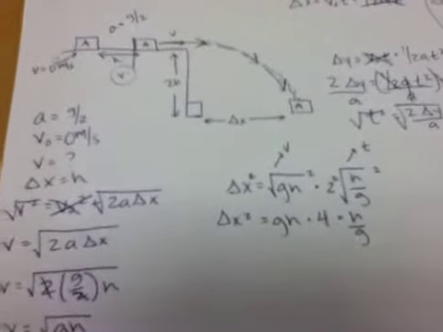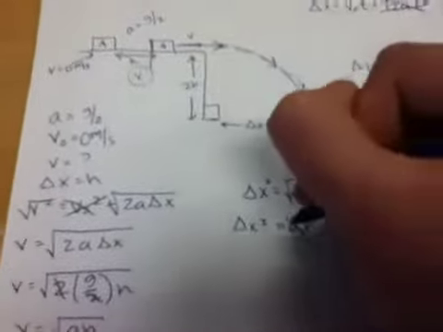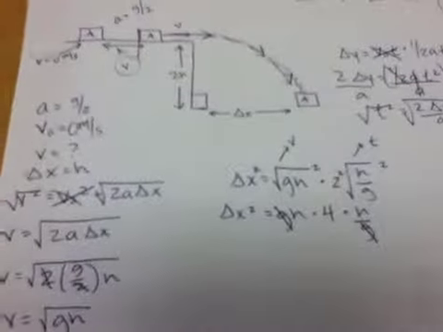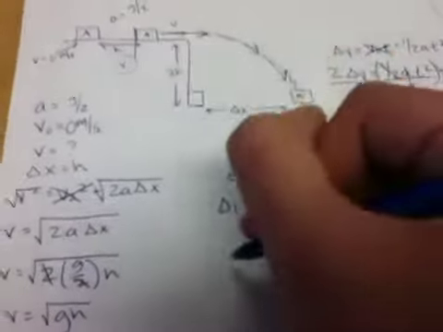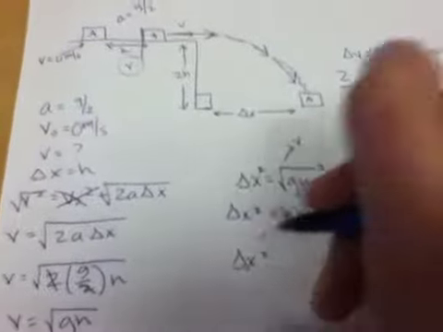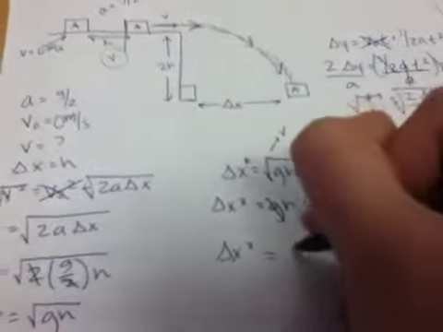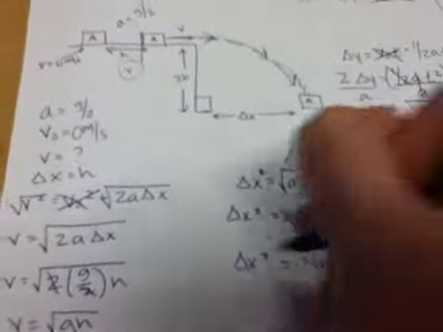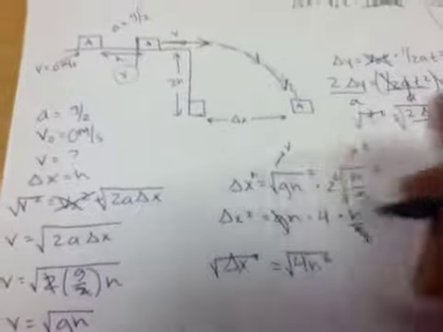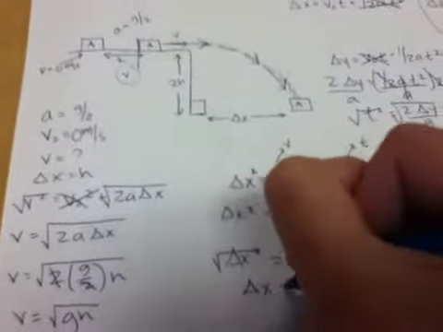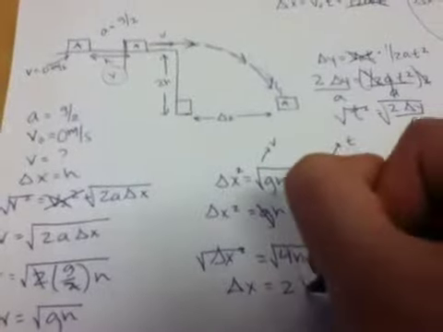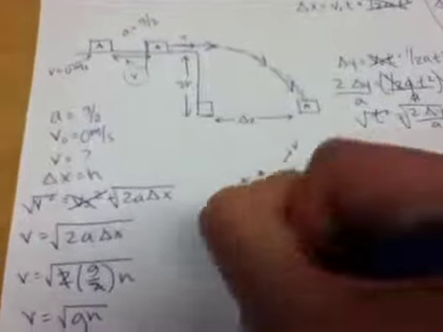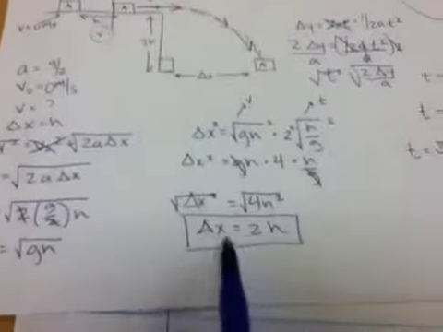Now it becomes a lot simpler. We can cross out our g's and multiply our h's, so we get change in x squared equals 4h squared. Square root both sides, and you get your change in x equals 2 times h. And so, all that work for just this simple answer of 2h.